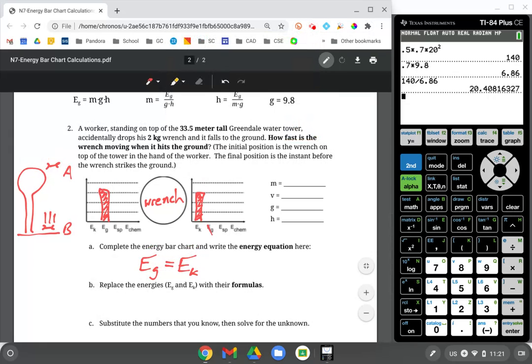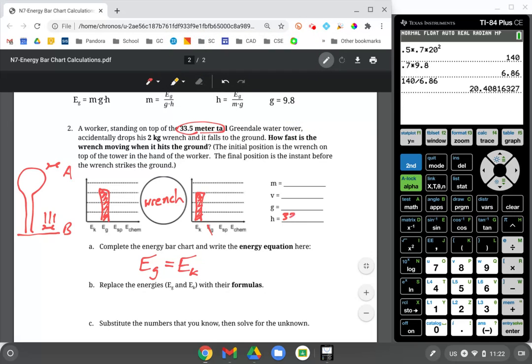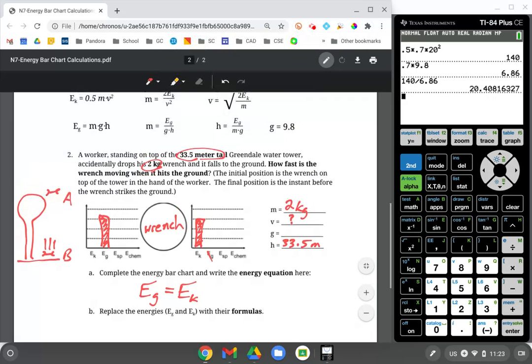We can look up at the problem and identify some numbers. So the first number is how many meters the water tower is tall. We can write this down for the height, 33.5 meters. It says that the mass of the wrench is 2 kilograms. And then it asks us for what the velocity is afterwards. G, once again, is a constant, which is 9.8.